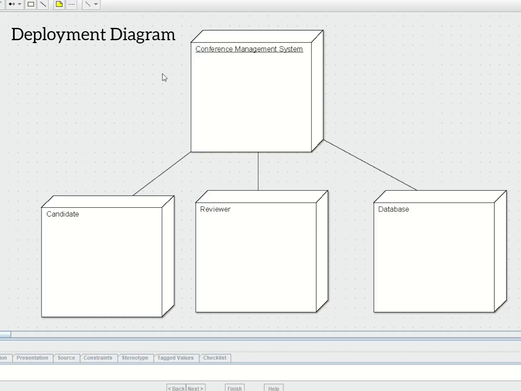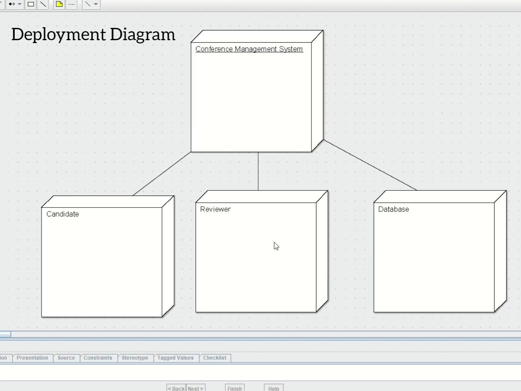This is a deployment diagram for a conference management system. In this diagram, I have represented the hardware and system components involved in the conference management process. At the top, I have shown the conference management system, which is the main application that manages the entire conference activities. The system is connected to three main nodes.